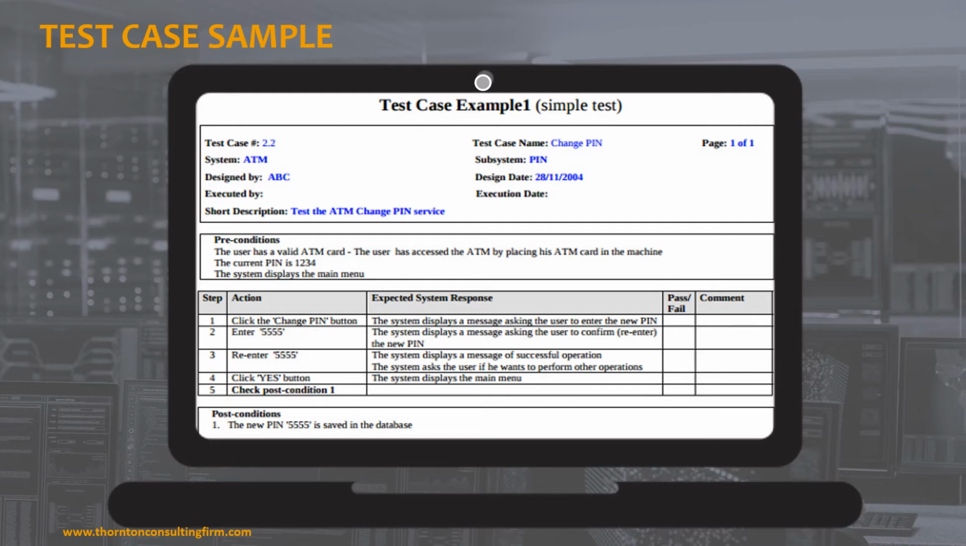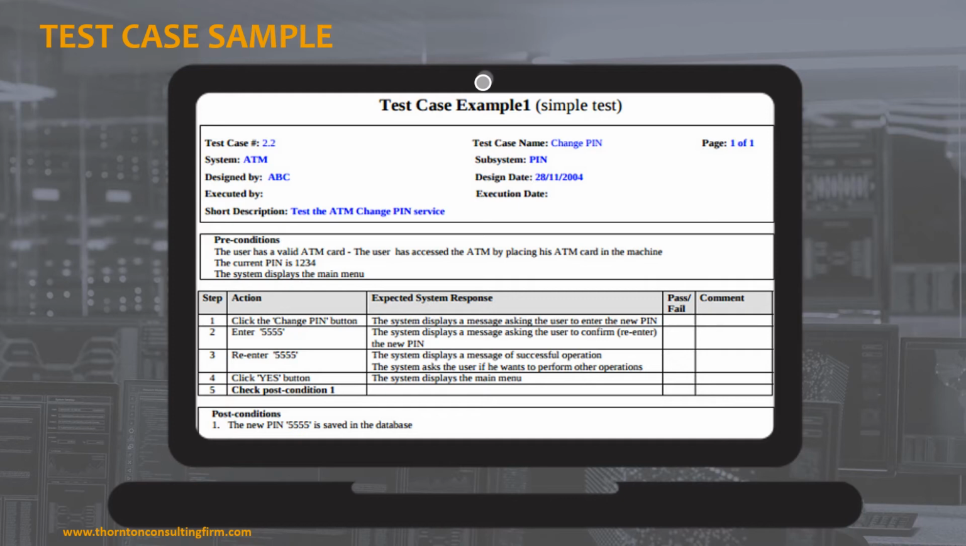We have some preconditions. So before this test case is executed, there are some things that must take place prior to executing this test case. So here's just 3 of them that are listed. The user has a valid ATM card. The user has accessed the ATM by placing his ATM card in the machine. The current PIN is 1234, and the system displays the main menu. So again, these are some preconditions.